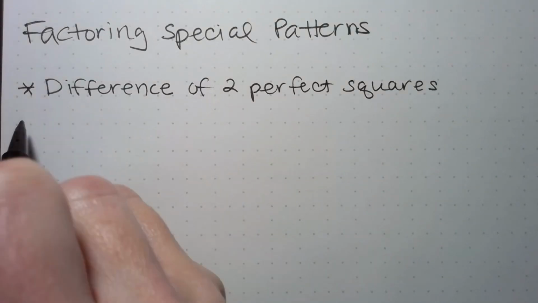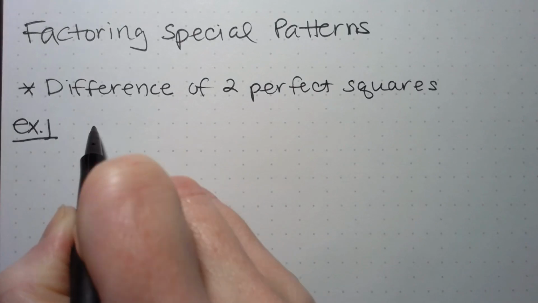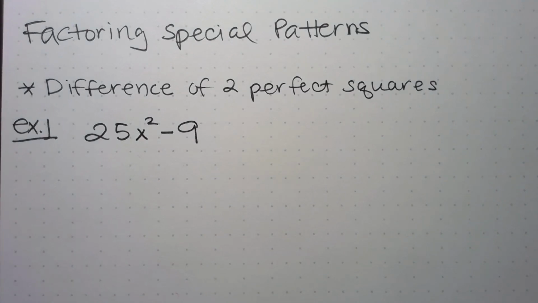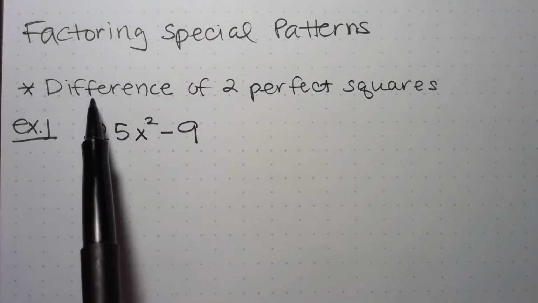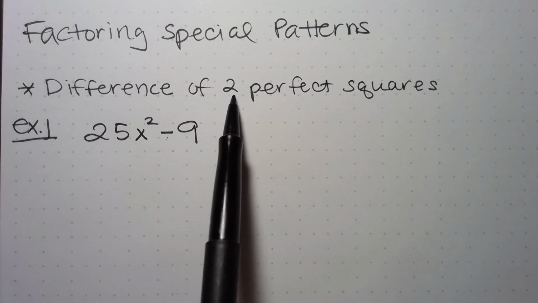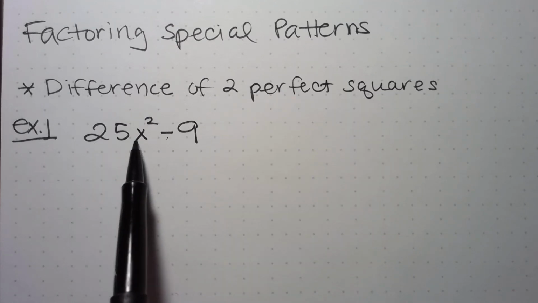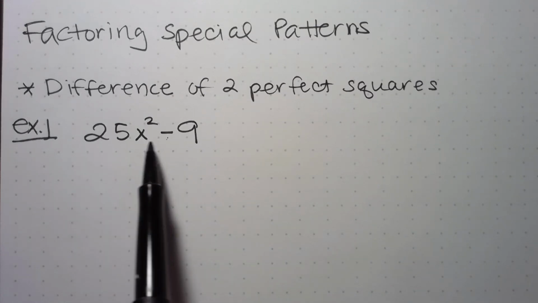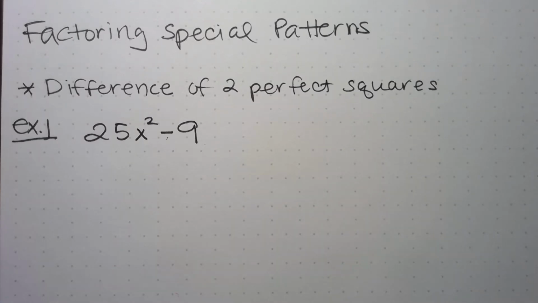So, example 1, 25x squared minus 9. Now, the first thing that you may be noticing is that there is no middle term. We're used to seeing a b, right? So something x would be in the middle. We don't have that here. And if you look at the name of the special pattern, difference of two perfect squares. 25 is a perfect square, x squared is a perfect square, 9 is a perfect square. So difference of two perfect squares, right?